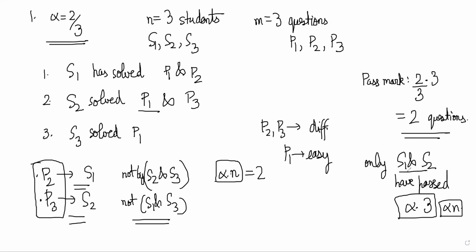And similarly, 2 people have passed, S1 and S2, and 1 person has failed, S3. So this basically satisfies the condition of the first part of the problem. For alpha equal to 2 by 3, we have set up a situation where all the conditions of the problems are done, right? At least 2 problems are difficult, at least 2 students have passed, right? So that is an example that shows us that it is possible for alpha equal to 2 by 3. However, let's now look at the case where alpha is equal to 3 by 4, right?